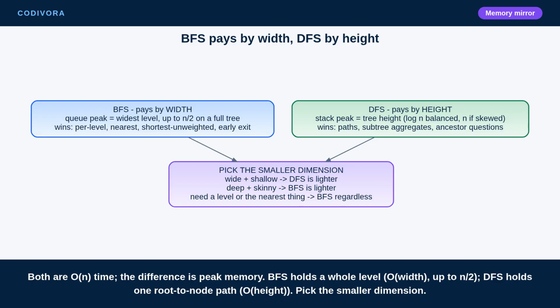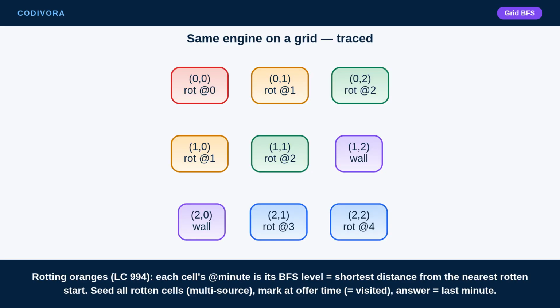On a deep skinny tree, BFS is lighter. But if the question needs level info or the nearest thing, you pick BFS regardless. Say this out loud and you sound senior. And the same loop leaves the tree.